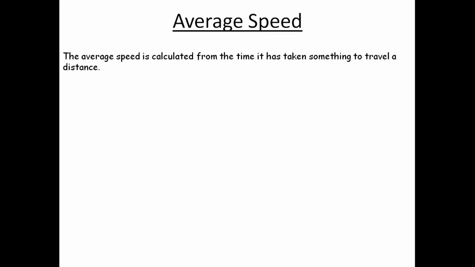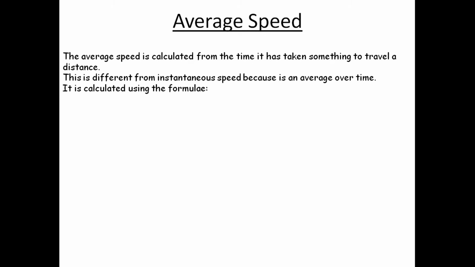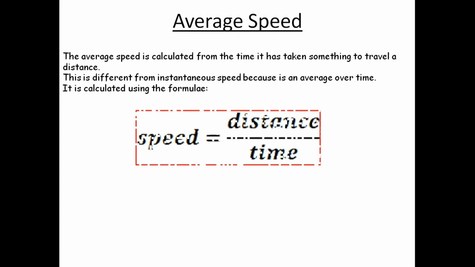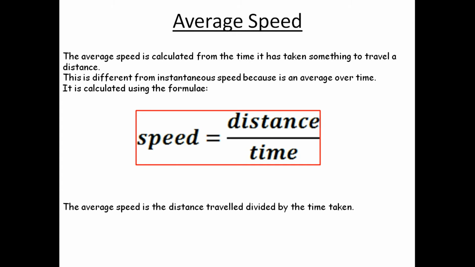The average speed is calculated from the time it has taken something to travel a distance. This is different from instantaneous speed because it is an average over time. It is calculated using the formula speed equals distance over time. The average speed is the distance travelled divided by the time taken.